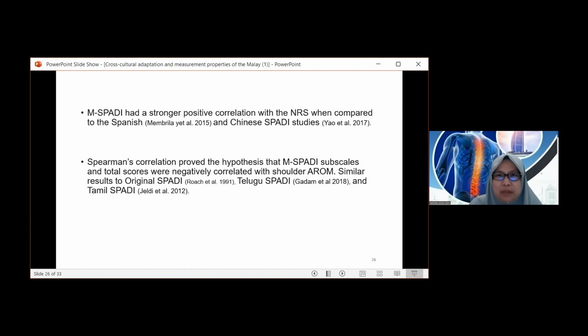Spearman correlation proved the hypothesis that M-SPADI subscale and total score were negatively correlated with shoulder range of motion. Previous studies also reported a negative correlation. However, for M-SPADI, the disability subscale had the best correlation with active range of motion, whereas for Telugu and Tamil SPADI, the pain subscale had the best correlation with active range of motion. Original SPADI reported a similar result for all 3 scales with moderate to strong correlation with range of motion. The difference in the findings between M-SPADI, Tamil SPADI, and Telugu SPADI could be due to the difference in the severity and duration of the shoulder disease at the time of data collection.